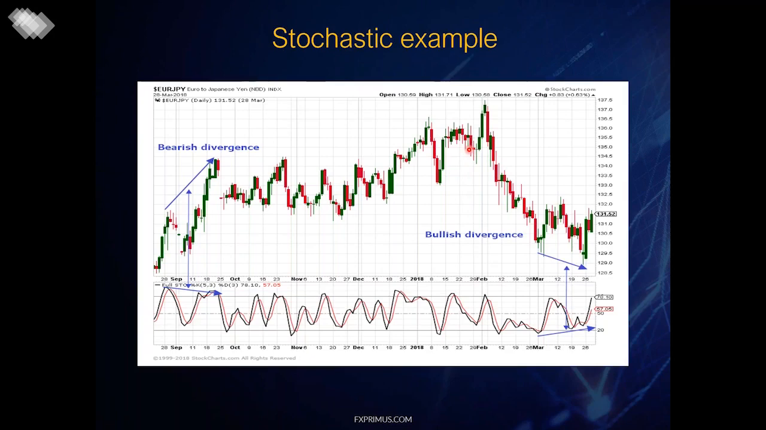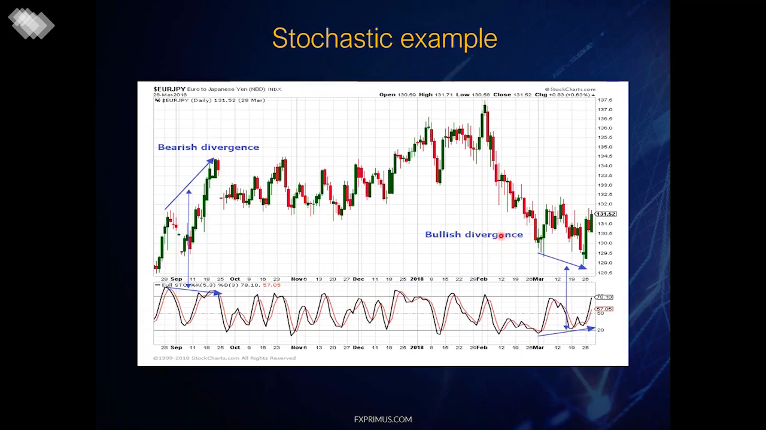Now, on the stochastic, as we did on the MACD and on the RSI as well, again, we can identify signals by identifying whether there is a bullish or bearish divergence or convergence, okay? Over here, for example, we'll see the price moving from a high to a higher high, and the stochastic moving from a high to a lower high. So this is a bearish divergence, and then the market is moving lower.